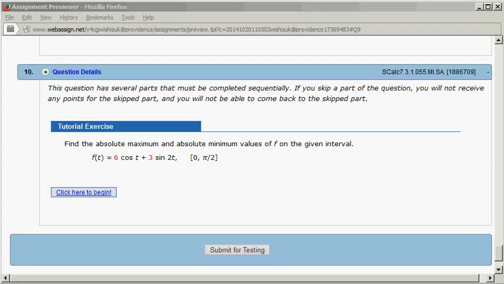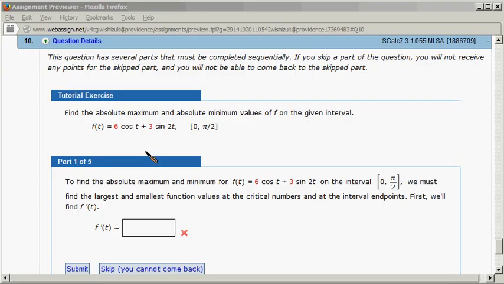Alright, let's look at homework 3.1, problem number 10. We want to find the absolute max and absolute min value of the following function on the closed interval from 0 to pi over 2. So let's do that. First we need to find a derivative.